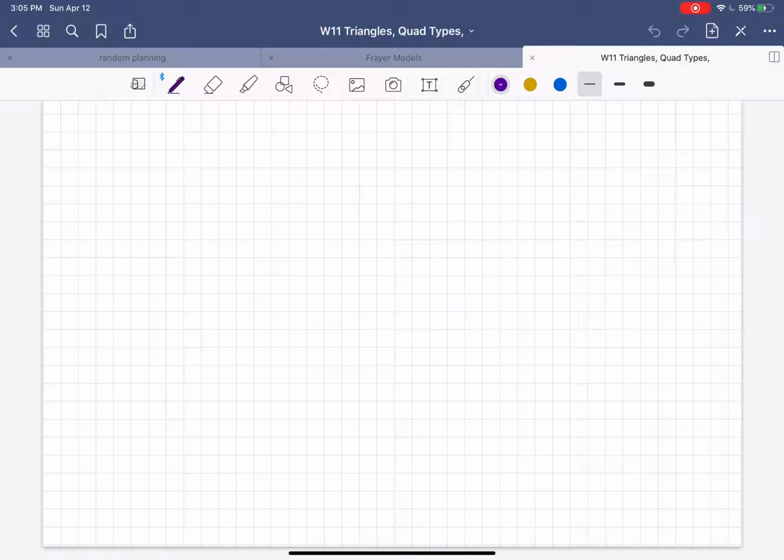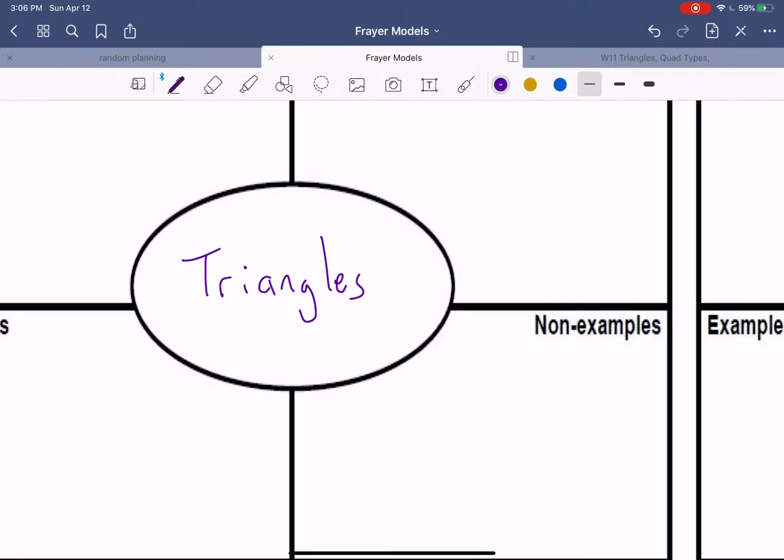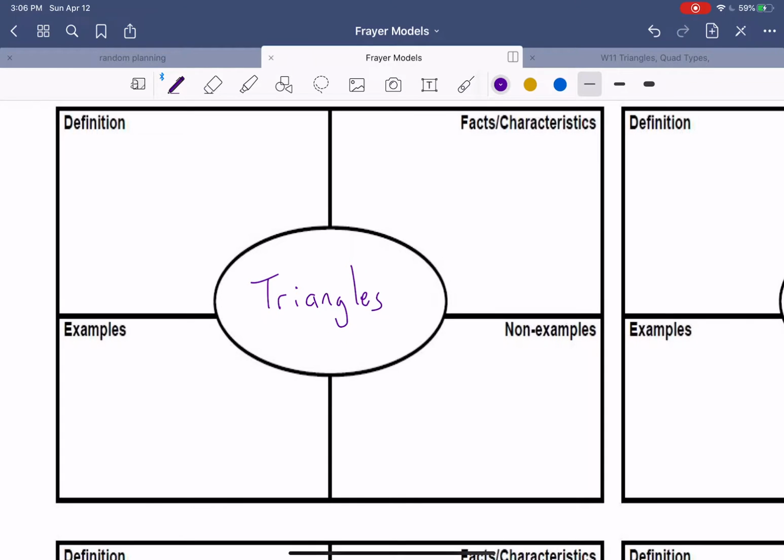What we're going to use is called a Frayer model, and we're going to use this for all of our new definitions. So a Frayer model looks like this. It's just a rectangle broken into 4 parts with our vocab word in the center. So our triangle is a polygon with 3 sides.